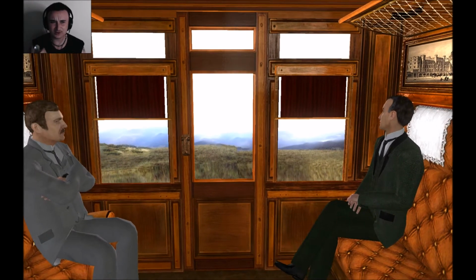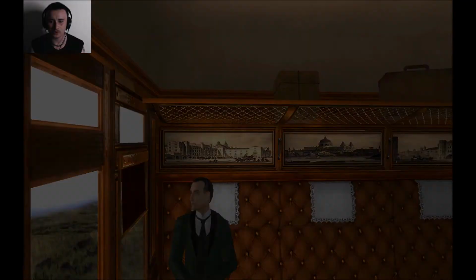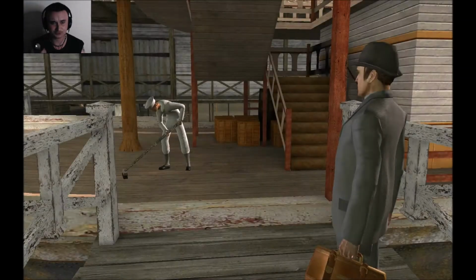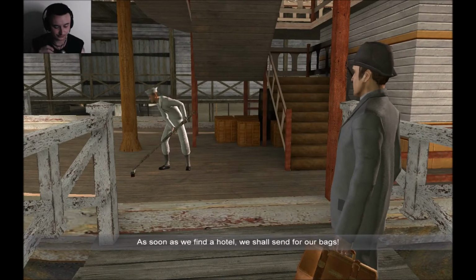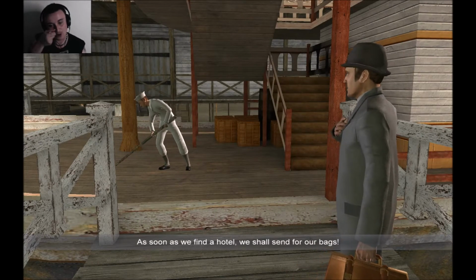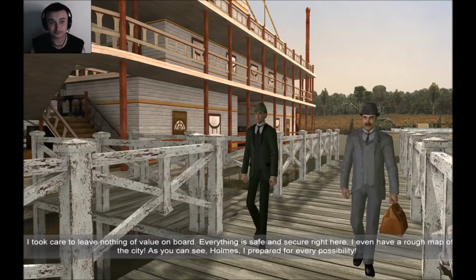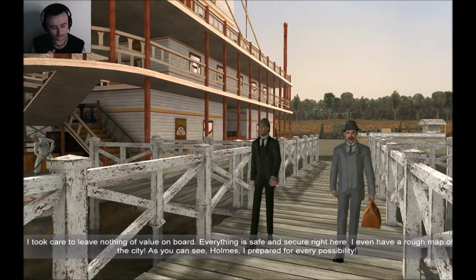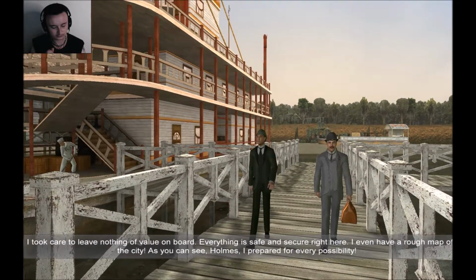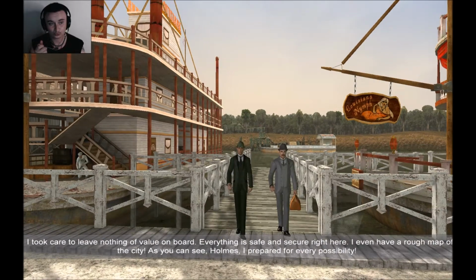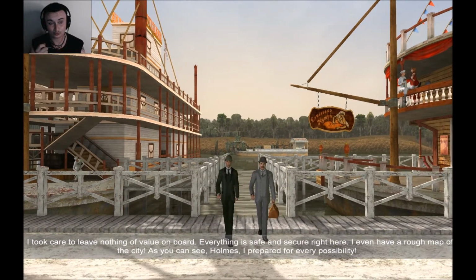Isn't that the same lady that was in the asylum? With the screaming patient? As soon as we find a hotel, we shall send for our bags. A very good plan. I took care to leave nothing of value on board. Everything is safe and secure right here. I even have a rough map of the city. As you can see, Holmes, I prepared for every possibility.